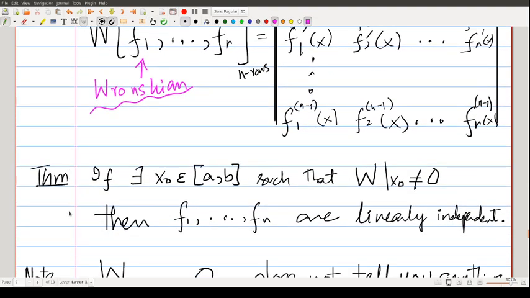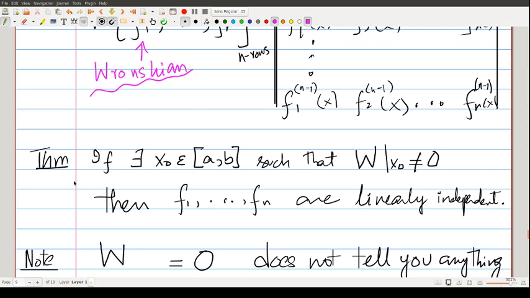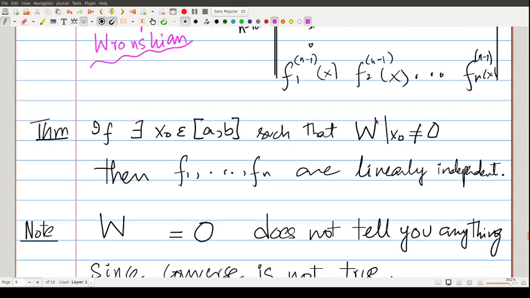And we have a theorem about these Wronskians. The theorem says that if you have a point x naught such that the Wronskian at that point is non-zero, then these functions are linearly independent. Okay, so notice that it's not telling us anything about when the Wronskian is equal to 0. All it's saying is that if you find some point at which the Wronskian is non-zero, then you're guaranteed that the functions are linearly independent.